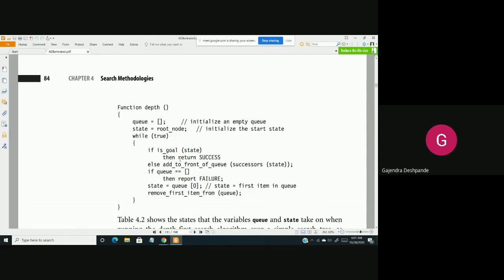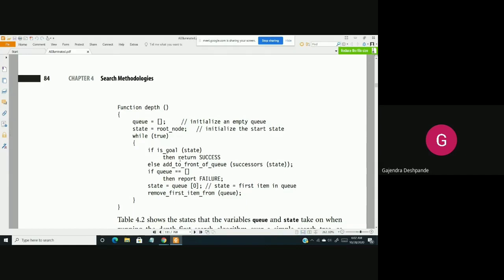You have the first statement, q, which is the empty queue, where we have just initialized the queue. So that means we have created an empty queue at this point. Then you declare a variable called state and assign the root node to it. That means you should define the starting point for traversing a tree. Then write a loop. While true, inside the loop, check if it is a goal state. If it is a goal state, then return success. Stop there.